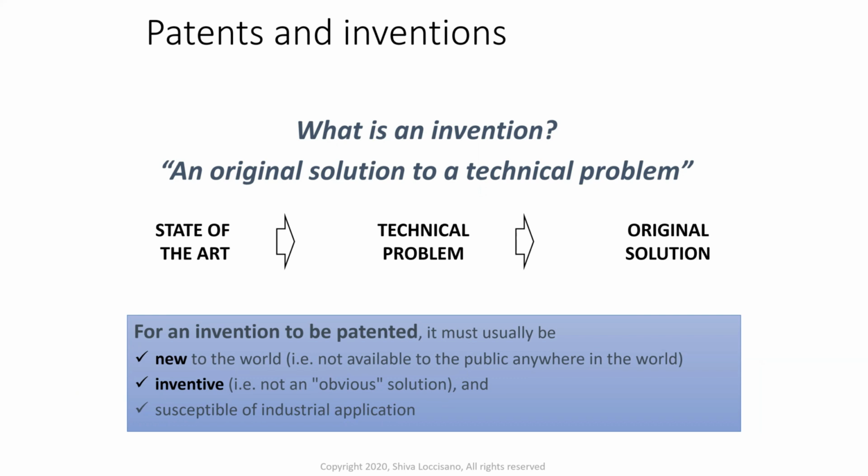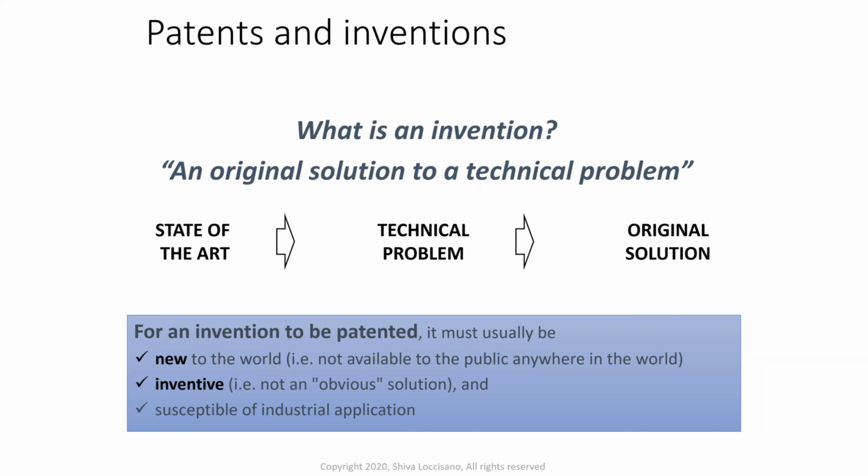The invention to be patented needs to be new to the world. That means it has not been published or disclosed in any form, written or verbal, before the date of filing the patent application, the patent request. The invention needs to be inventive. That means it is not obvious to the technical expert of that specific field.